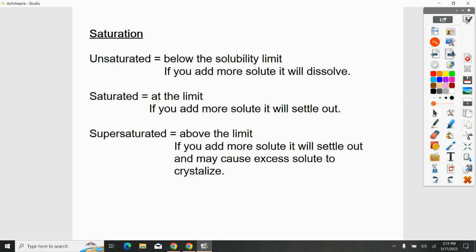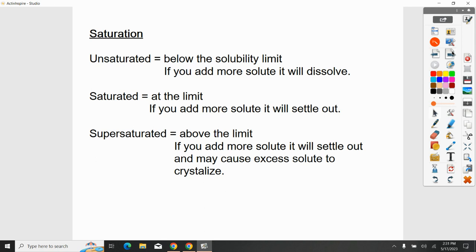It'll just sit there. If you have a solution that is beyond the limit, you call that a supersaturated solution. And again, now you're probably thinking, well, how do you get above the limit? If I add any solute to a saturated solution, it's just going to settle to the bottom. How do you get more to dissolve? Well, that's where that 20 degrees Celsius thing comes in, the temperature. You have to manipulate temperature to make a supersaturated solution. That's coming up on the next slide.